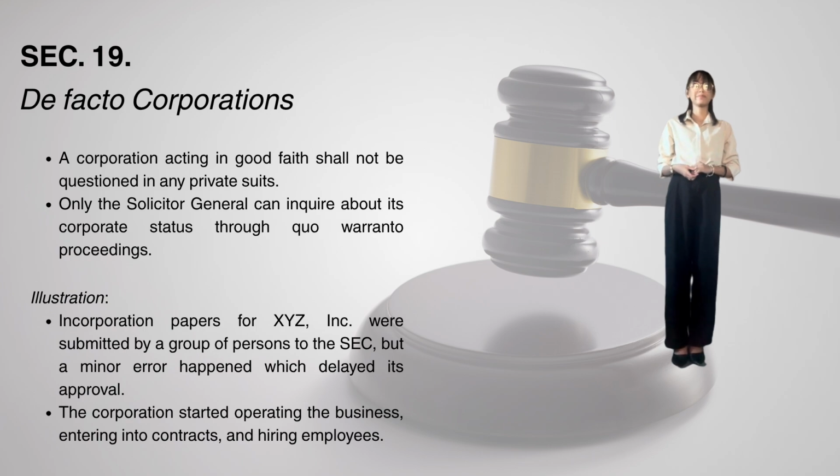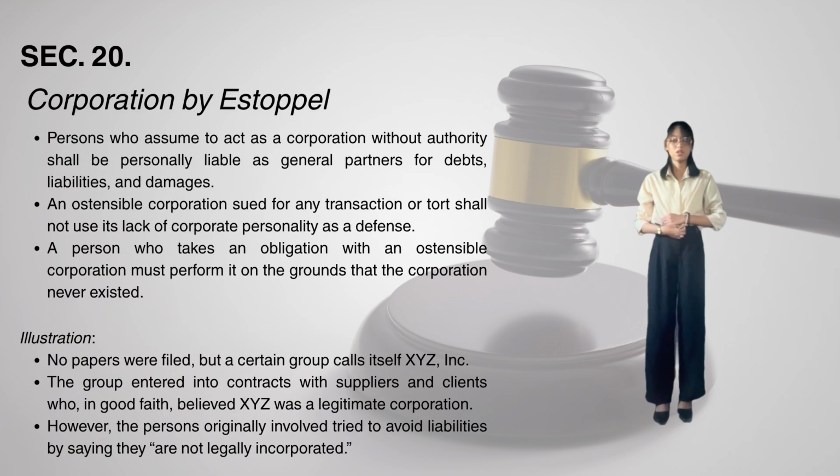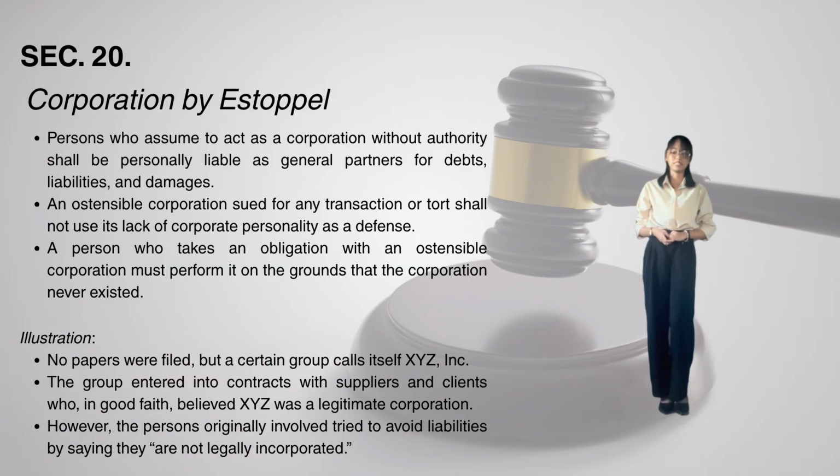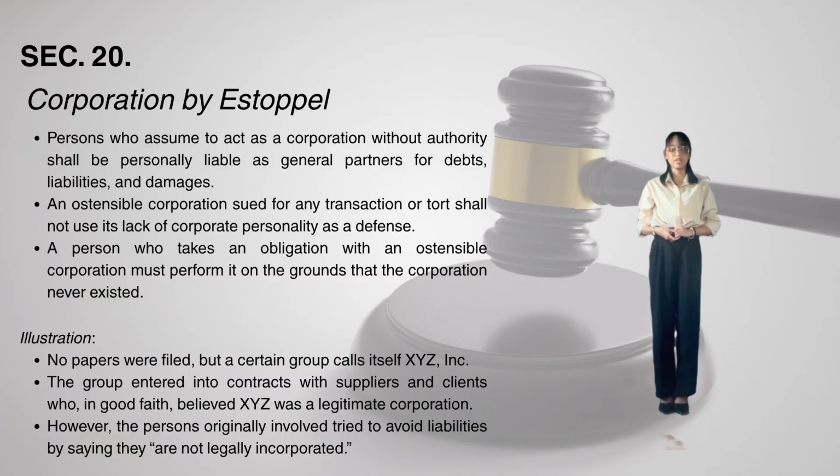Section 20. Corporation by estoppel. When a group acts as a corporation without authorization, it is directly responsible for any debts, damages, or obligations that arise from such acts, just like general partners who are personally liable. However, the corporation cannot claim it does not legally exist in order to escape its responsibilities if a third party deals with it in good faith.